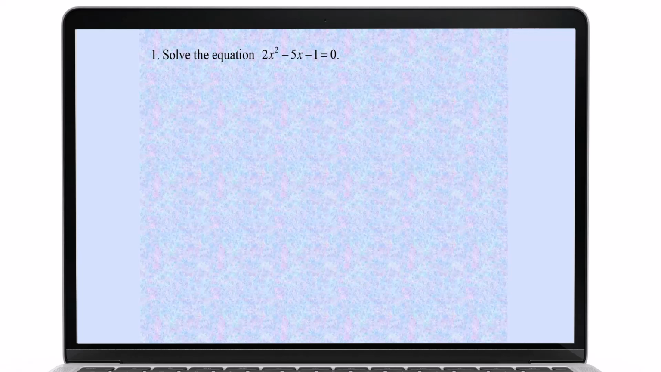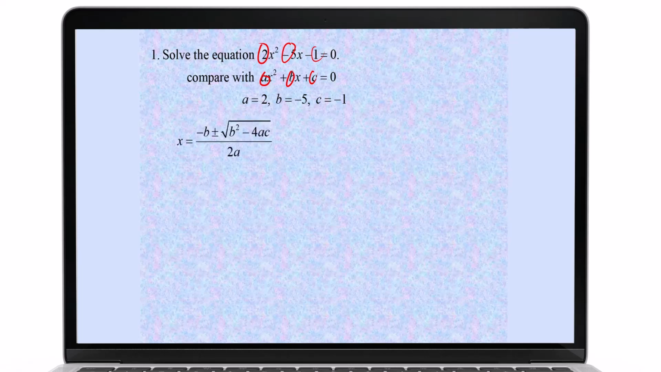Let us solve this equation using the quadratic formula. The first thing is to compare. So we are comparing the quadratic equation that you are given with the standard quadratic equation. The reason we are comparing is to extract a, b, and c. So a is equivalent to 2 if you compare that. Then b is negative 5. And c is equivalent to negative 1. Once we've done that, the only thing left is substituting.